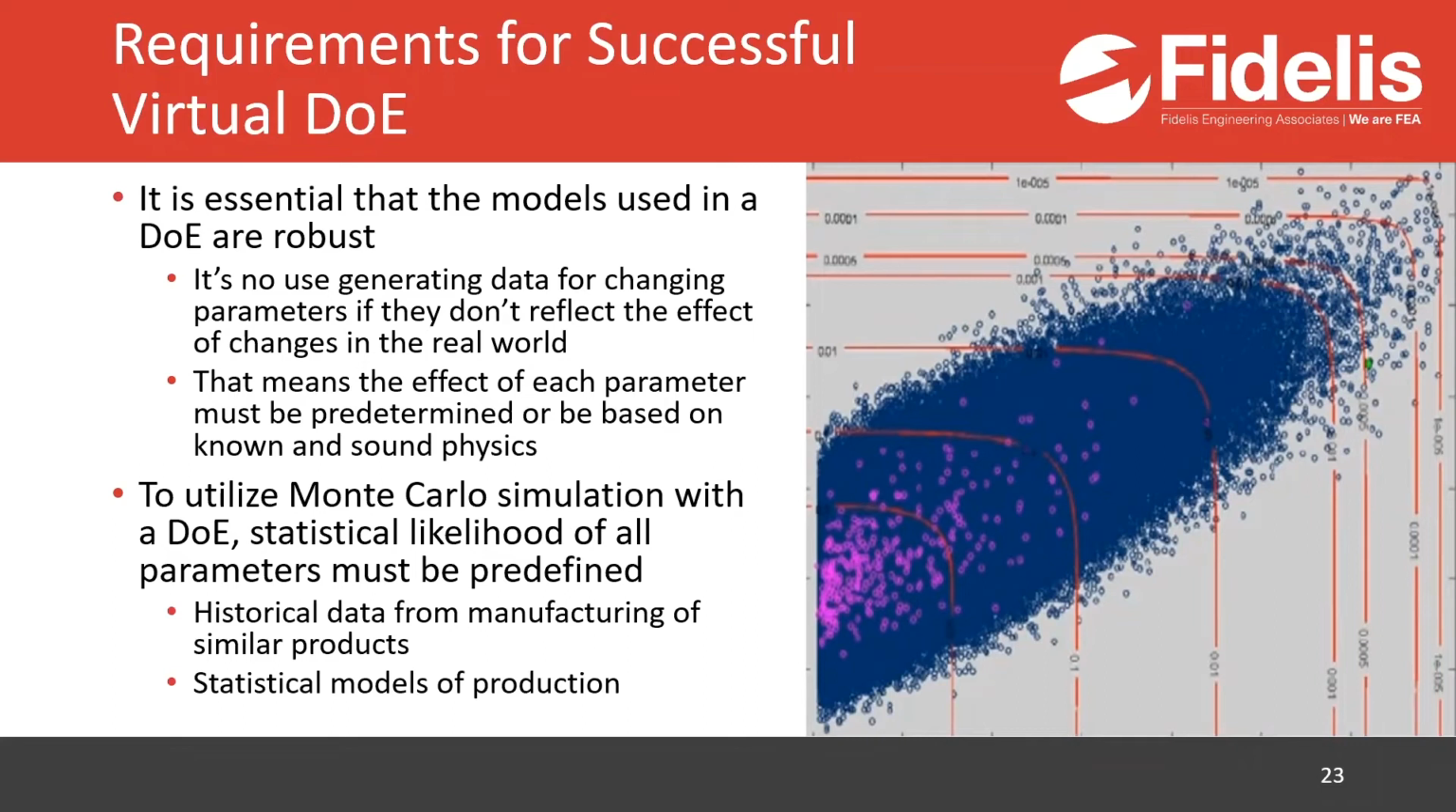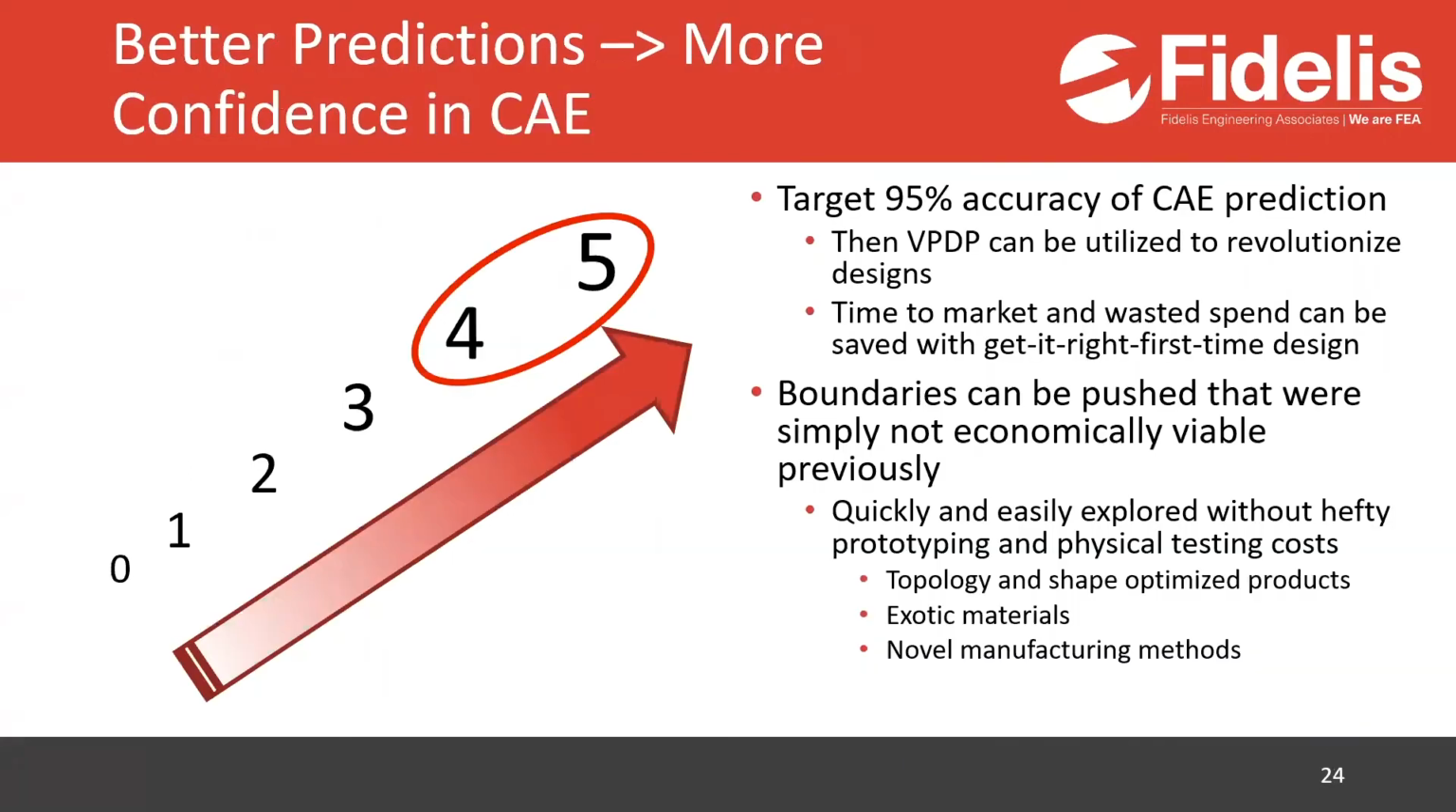Finally, we might want to utilize something like a Monte Carlo simulation with DOE, and that allows us to predict the statistical likelihood of performance based on some known statistical likelihoods of data coming off the line. If we want to do this, we obviously need to know from some sort of historical data what our statistical models are for each parameter, or else we simply can't do something like a Monte Carlo simulation.